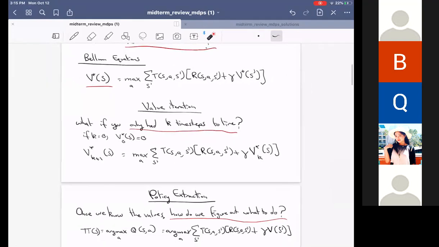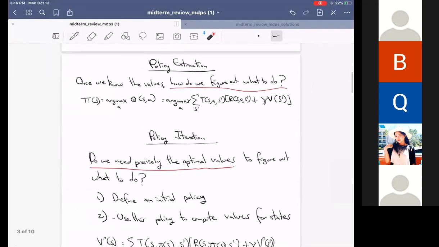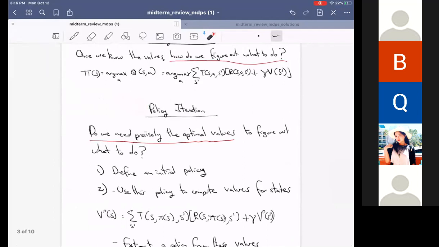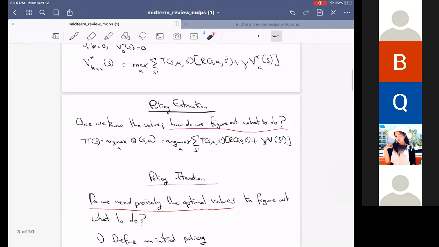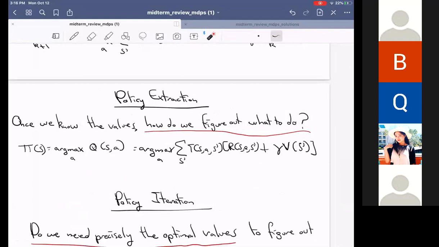All right. And the other way we solve MDPs is using policy iteration. And in order to introduce that, I have to go on a slight tangent and introduce this thing called policy extraction. And here the question we're asking is, once we know the values, how do we actually figure out what to do? If someone gives you the values of an MDP, that doesn't really help you much. You want to figure out what actions you want to take.